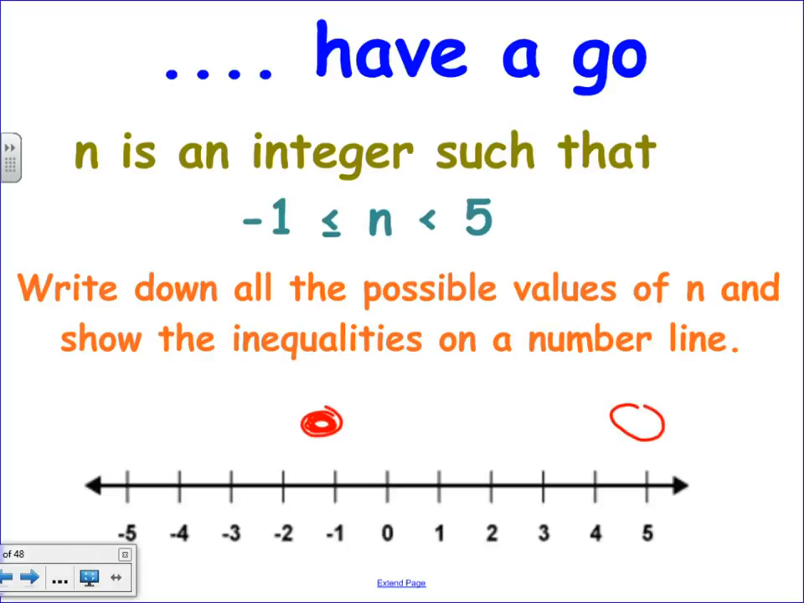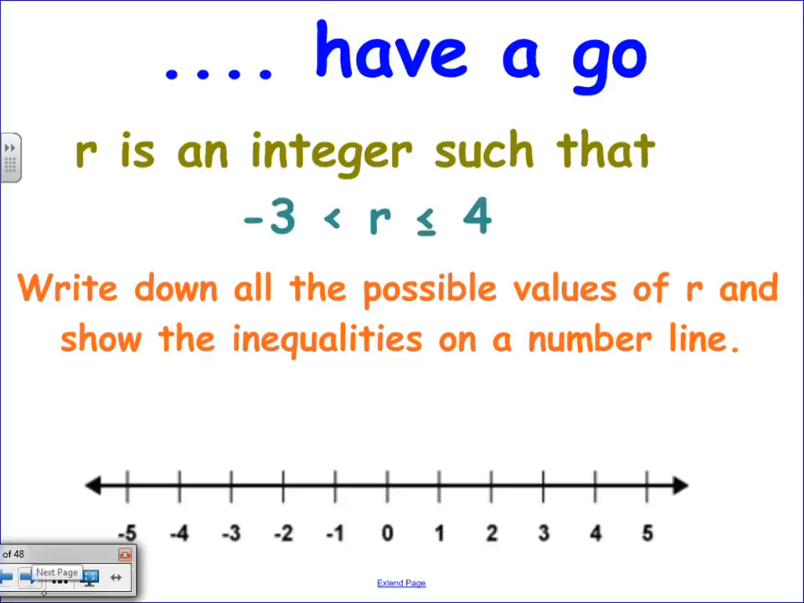At 5 we put a circle, don't colour it in, and join the lines. So the number line that represents n is greater than or equal to -1, n is less than 5, is that. Happy? Good. One more and then we'll call it quits.